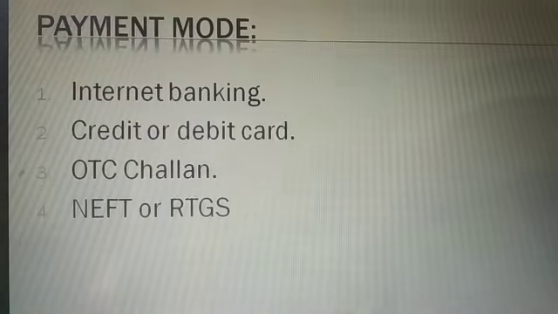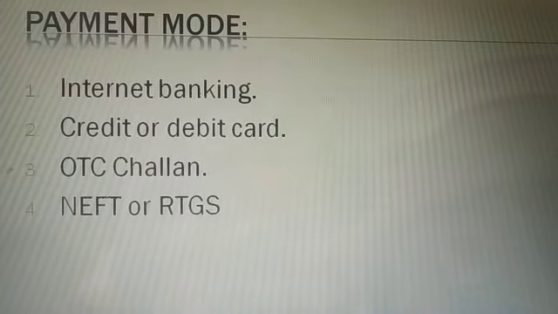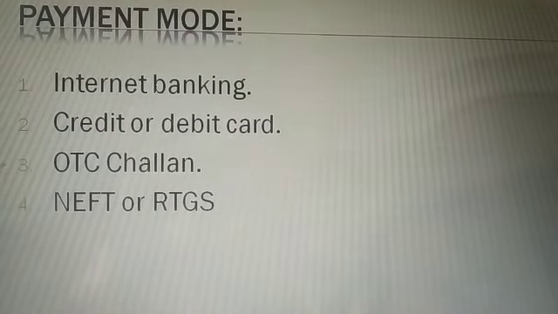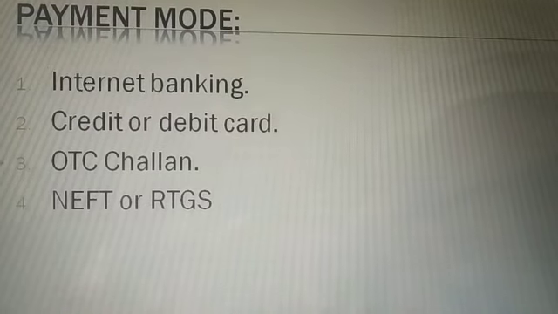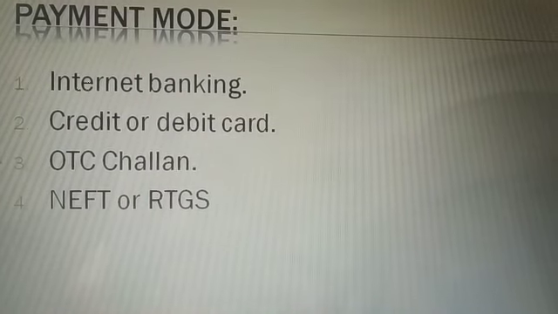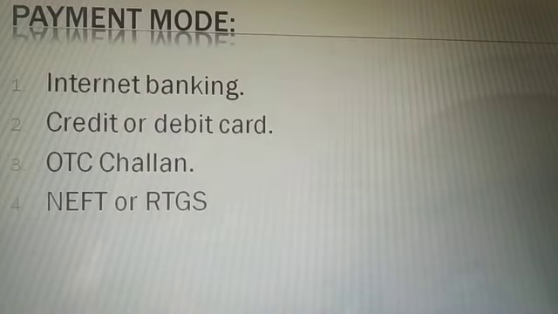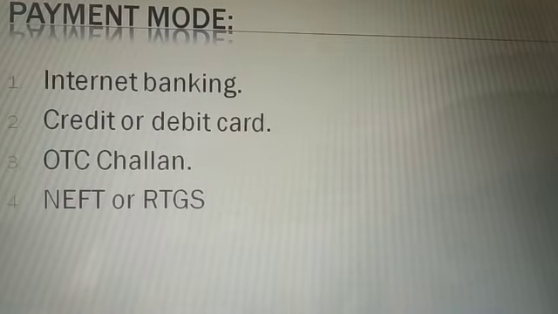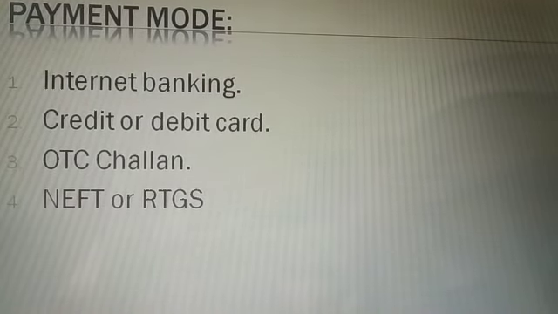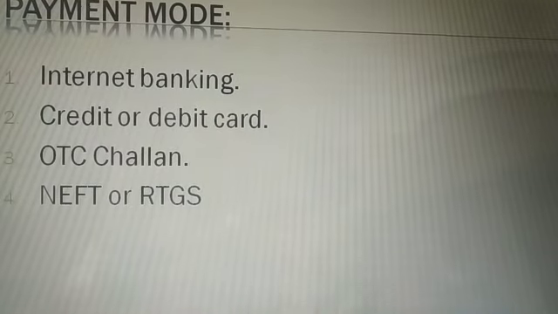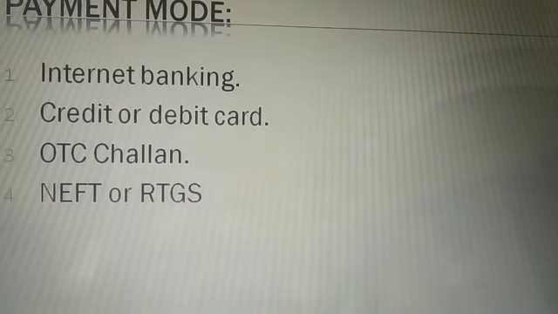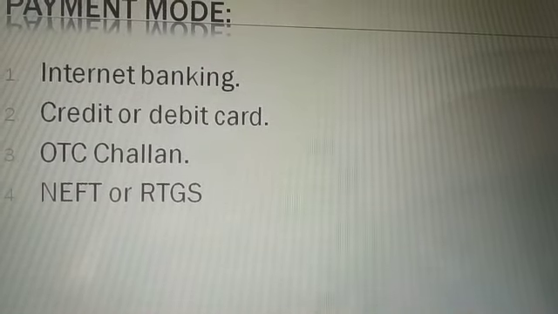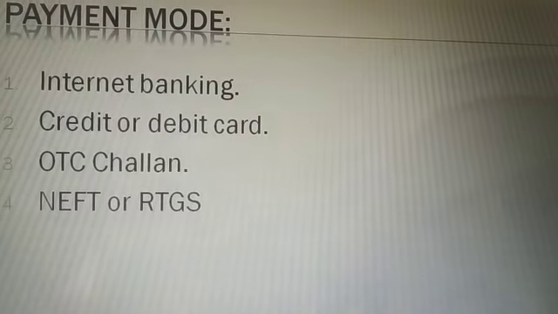Then payment mode. GST we can pay through internet banking or credit or debit card. By using a debit or credit card we can make a payment. Then OTC challan, that is the over the counter challan. It has a limit. It is used for amounts below 10,000, by DD or by cheque or other kinds. Then NEFT or RTGS, we can also make a GST payment.